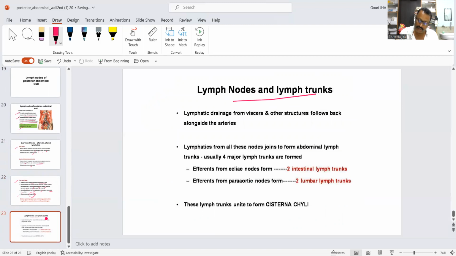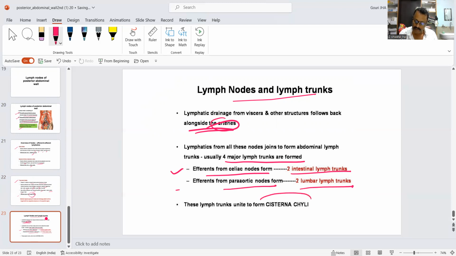Finally, the lymph nodes and the lymph trunks. Lymphatic drainage from the viscera and other structures follows back along the arteries. It will not follow the vein. And the lymphatics from all these nodes will join to form the abdominal lymph trunks, of which four major trunks are formed. Efferents from the celiac nodes form two intestinal trunks. Efferents from the para-aortic nodes form two lumbar trunks. And these trunks will ultimately drain into the cisterna chyli.